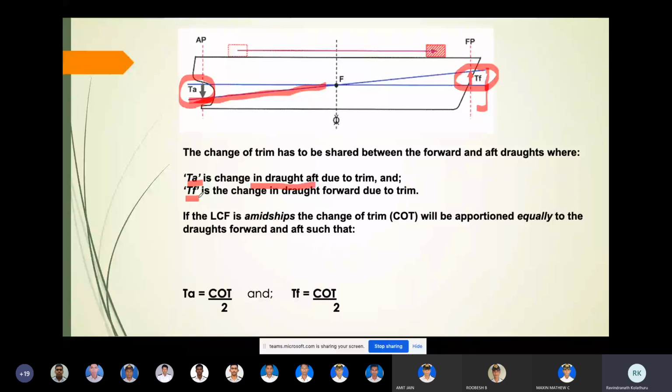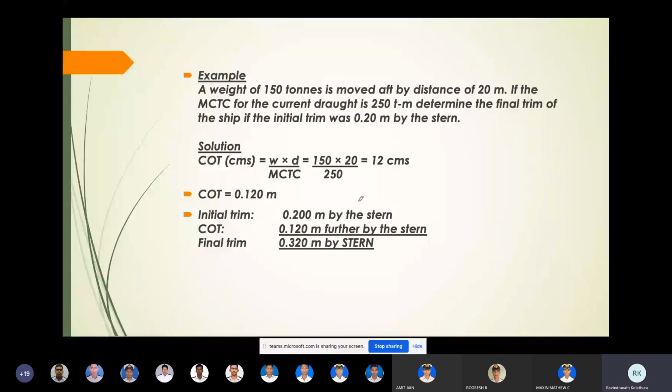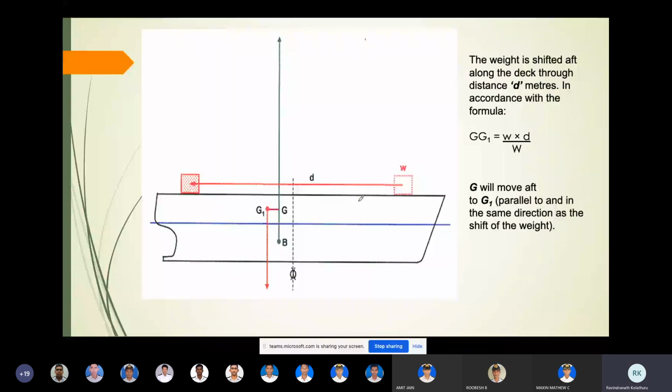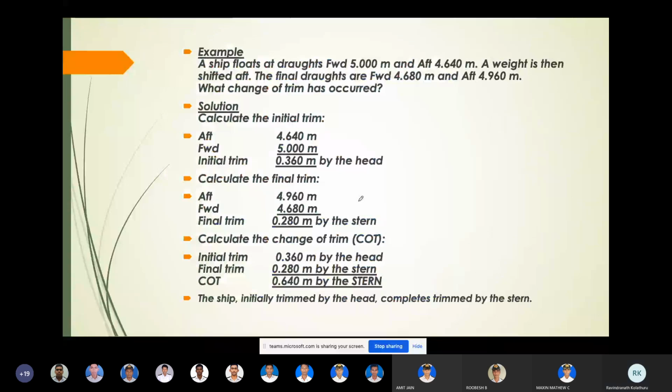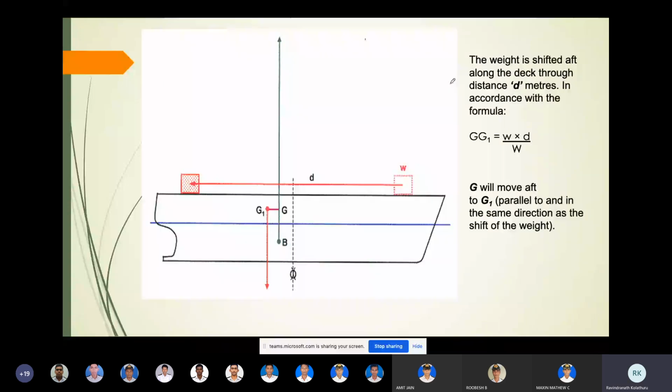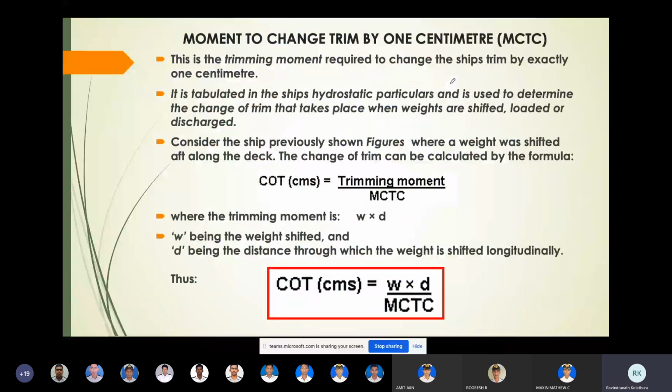Now why are we introducing this LCF position? Till now we used to do only this: we had an initial trim, we had a final trim, and we got the change of trim. Here with the drafts we got trim. Already forward and aft drafts we know, initial draft we know, final draft we know. But now we will be knowing only the initial draft.